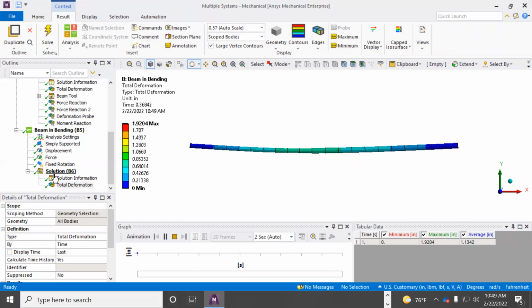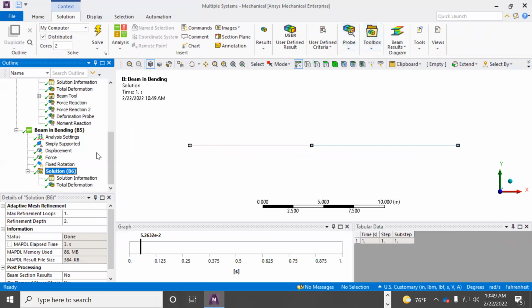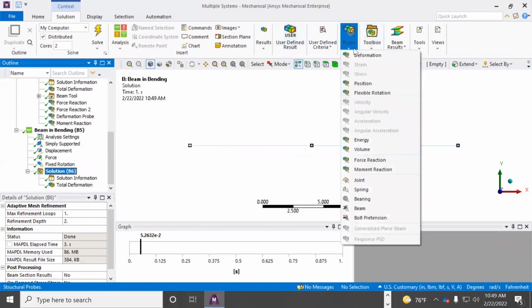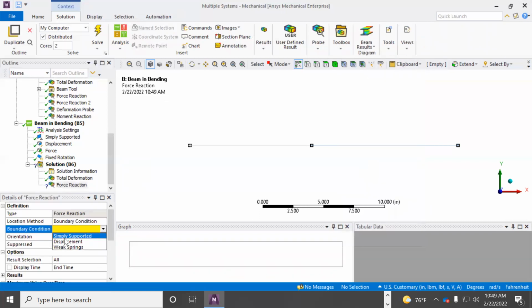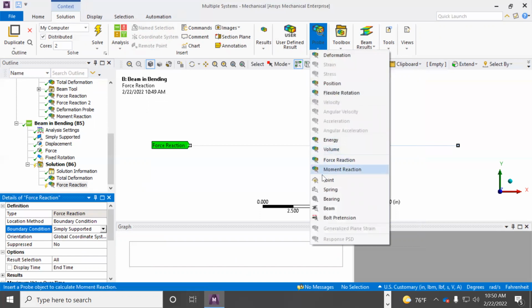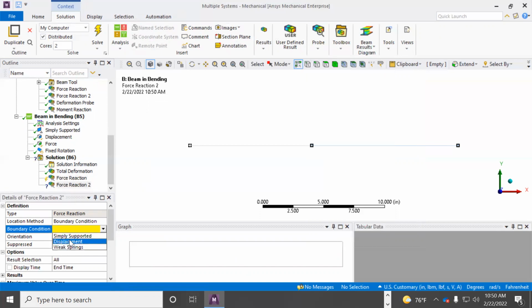Next, I want to look at support reactions. So I'm going to go to solution, probe, and I'm going to look at a force reaction, and I'm going to select the simple support. I'm going to go to probe and force reaction, and now I'm going to select the displacement. So I'm looking at A and B, and we should only get components in the y direction. So I'm going to solve for these.